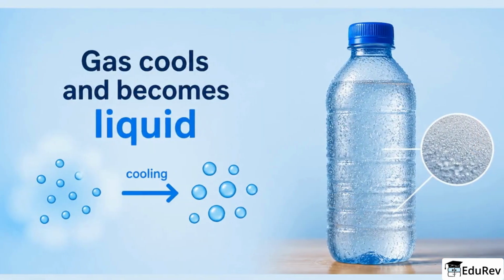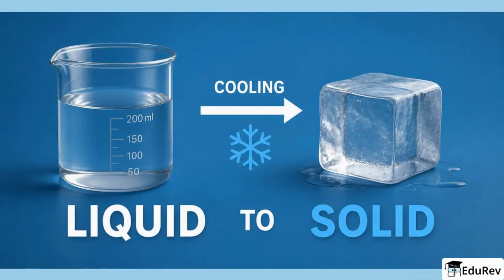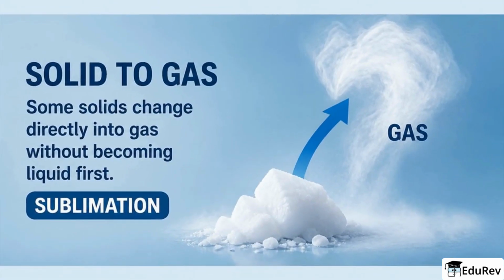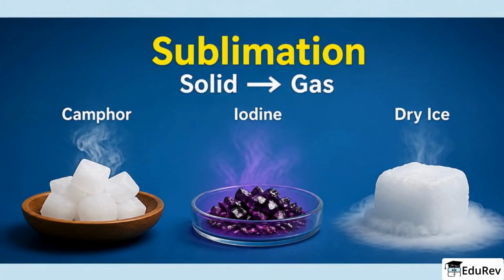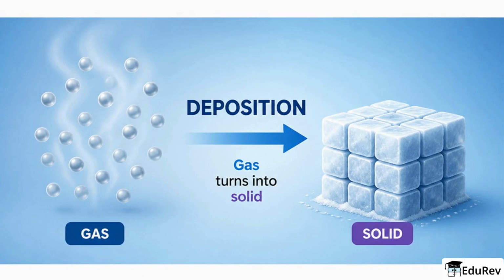When gas cools and becomes liquid, we call it condensation, like water droplets on a cold bottle. When a liquid cools into a solid, that is freezing. Sometimes a solid changes directly into gas without becoming liquid first. This is called sublimation. Common examples of sublimation are camphor and iodine and dry ice. The reverse of sublimation, when gas turns into solid, is called deposition.